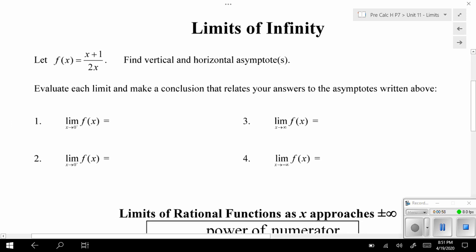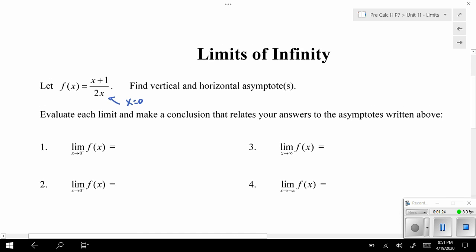So let's take a look at this rational function here. Just f of x is x plus 1 over 2x. So a quick review, finding vertical and horizontal asymptotes. Well, the vertical asymptote is when the function is undefined and we're not getting 0 over 0. So in this case, if x equals 0, we have 1 over 0, which is going to give us a function that's going to have a vertical asymptote right at the y-axis. Because if I plug in, I get 1 over 0.